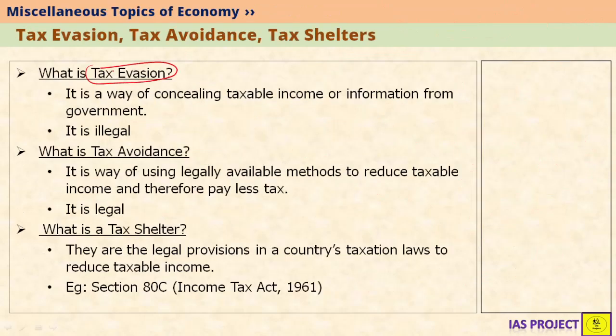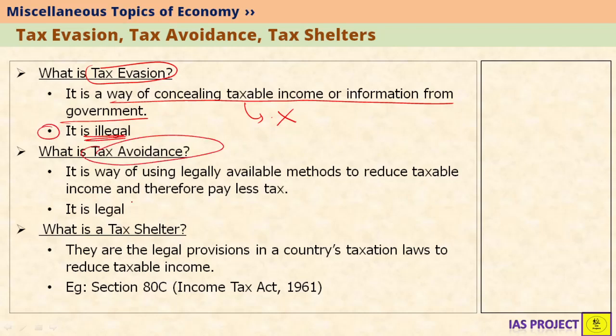One is tax evasion. Tax evasion is a way of concealing taxable income or information from the government. So ultimately you are concealing some income or information from the government and you are not paying the required amount of taxes. Tax evasion is illegal. Then what is tax avoidance? Tax avoidance simply means that you are using legally available methods to reduce taxable income and therefore reduce the payment of taxes to the government. Tax avoidance is legal, but tax evasion is illegal.